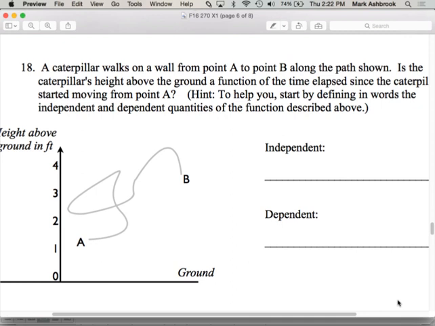Okay, I want you to grapple with that with the people at your table. As a hint to help you, start by defining exactly what your independent quantity in this relationship is and your dependent quantity in this relationship to determine if you have a function or not. So do you have a function or not, and why? Identify thoroughly what the independent and dependent variables are, and then talk about this question at your tables. Okay? Go.